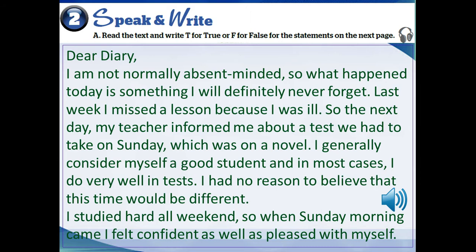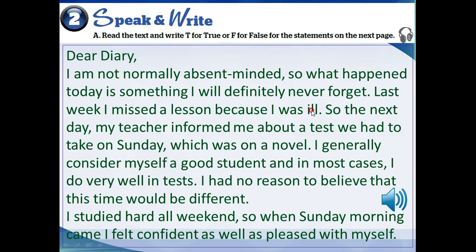This student says, I'm not normally absent-minded. I don't forget easily. So what happened today is something I will definitely never forget. I will never forget what happened today. Last week, I missed a lesson. I was absent. Miss a lesson means be absent or not attend a lesson. يفوت درس. I missed the lesson because I was ill.